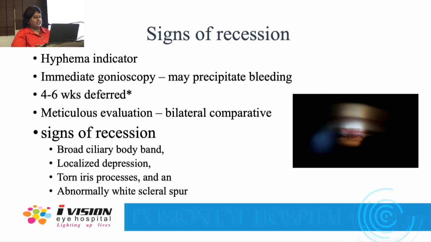Signs of recession are the broad ciliary body band, the broken iris processes, and the abnormally white scleral spur, which happens because of the torn iris processes.